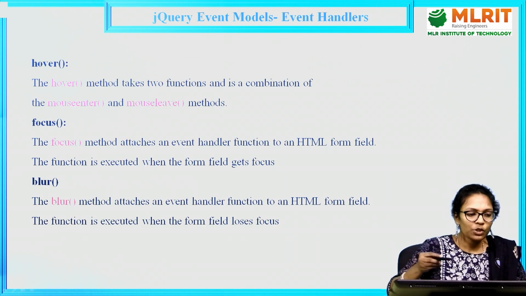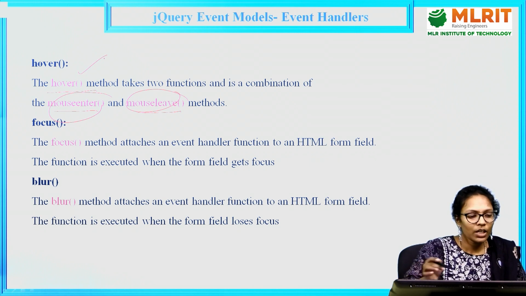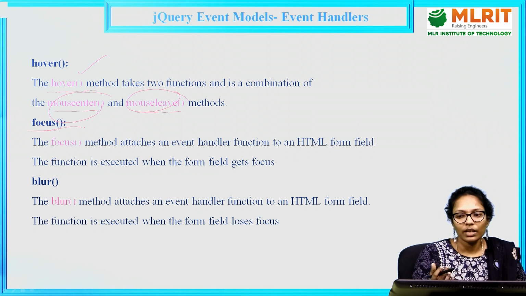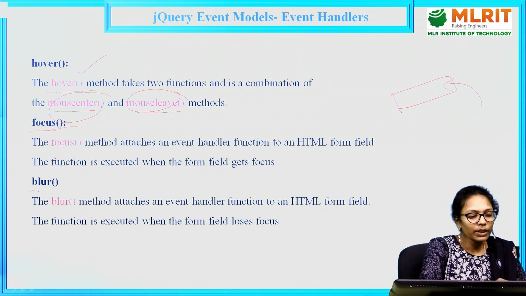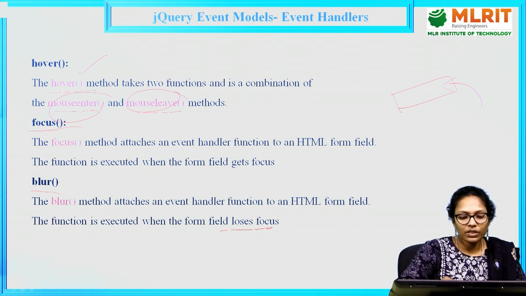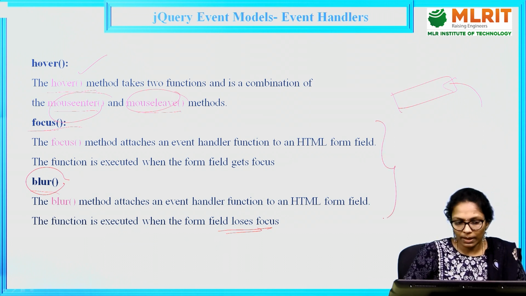And next, hover. So the hover method will mix both mouse enter and mouse leave. So these methods can be combined in the hover method. Next is focus. Whenever an element gets focus, for example, I'm just moving my mouse into that element, then it will gain the focus, right? Blur, in the sense, means it will lose the focus. It will come out of it, right? So whenever it loses the focus, then we call the blur method. We will see these two things in one example.